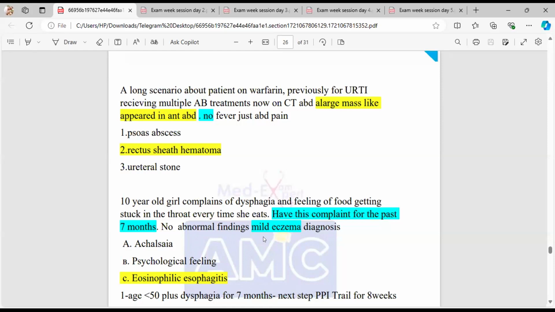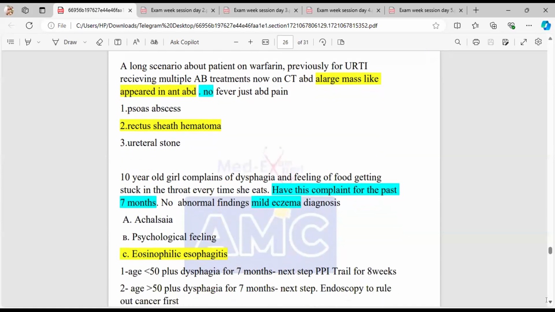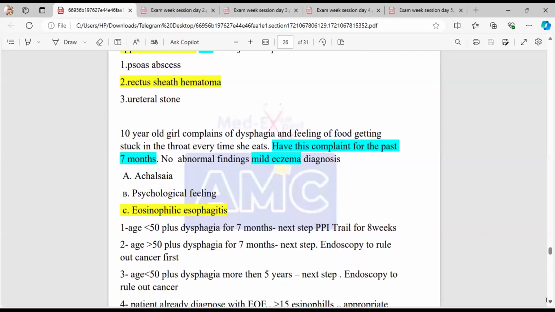For source sepsis, there is no fever, so this is not source sepsis. And for ureteral stone, there are definitely no signs or symptoms related to a ureteral stone, and the ureteral stone CT would be different. So here, according to the recaller, the mass is on the anterior abdominal wall, therefore I marked rectal sheath hematoma.